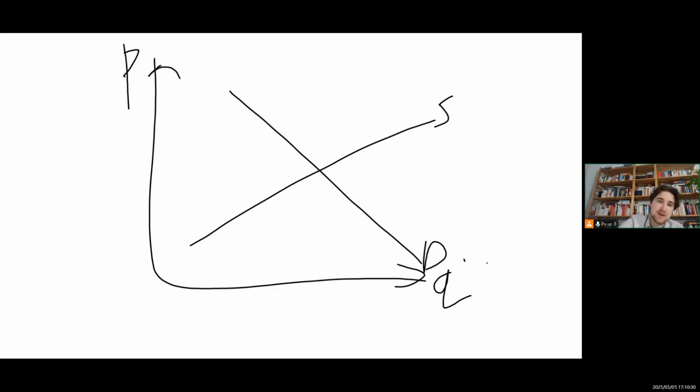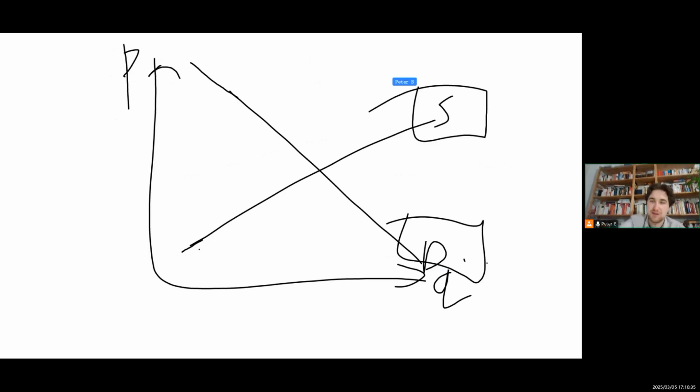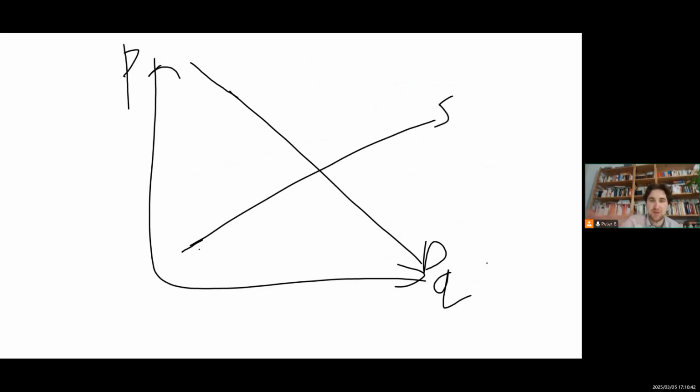Cool. And it kind of represents how much are you willing to give up and how much are you willing to produce. How much are you willing to give up for that quantity? Okay, so what's interesting about where they intersect?